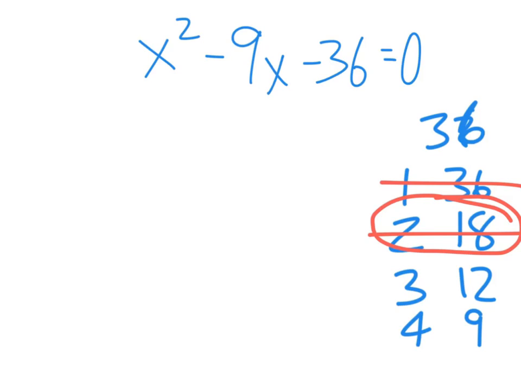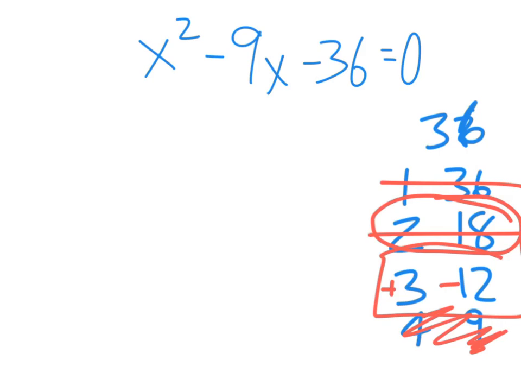What about 3 and 12? Ooh, actually that might work. What about 4 and 9? No, because that's going to give us either 13 or 5. So maybe some combination of 3 and 12. Let's think about this. If this has got to be a negative number, and we're multiplying, it's got to be a positive and a negative. And this is a negative number, this is a negative 9. Thinking about that, that must mean that this has got to be negative 12 and positive 3.